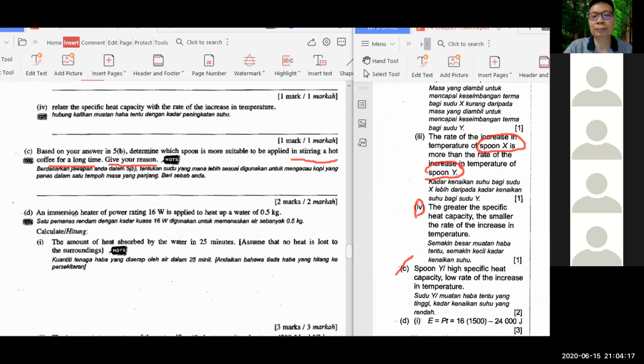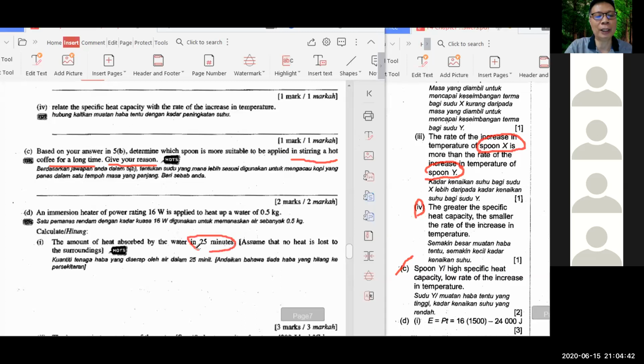Now part D. Read the question. You all read it first. An immersion heater, you immerse inside water to boil water. One immersion heater, 16 watt, applied to heat up 0.5 kilogram of water. Calculate the amount of heat absorbed by the water in 25 minutes. Assume no heat loss to the surroundings. The assumption is here. To find the amount of heat energy absorbed by the water, it is supplied by the heater, so you already learned the formula like P times t.